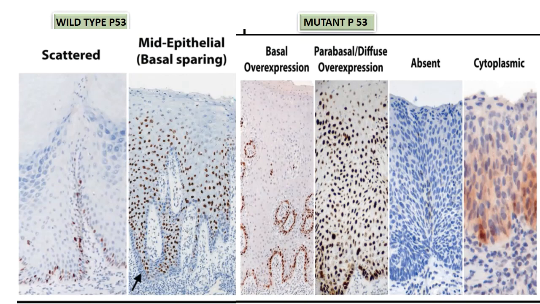There will be either basal overexpression, parabasal diffuse overexpression, or P53 staining may be totally absent, which we call null mutation, or there may be cytoplasmic staining, which also denotes P53 mutation. Now, mid-epithelial basal sparing type of staining is considered as wild type P53 and not a mutant P53 type.